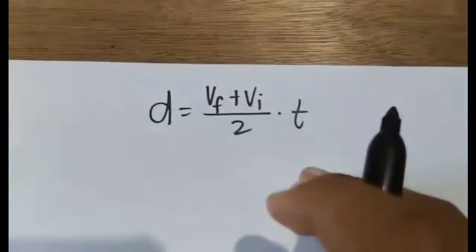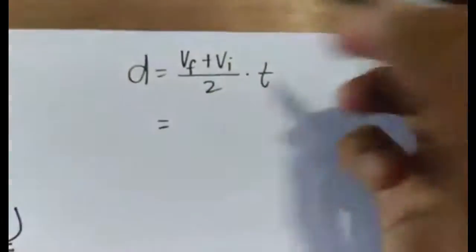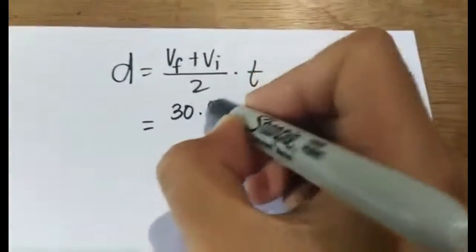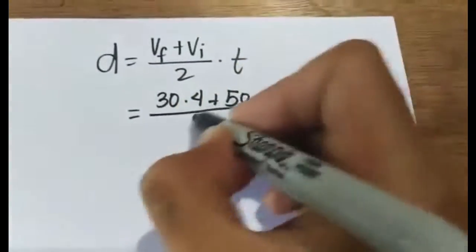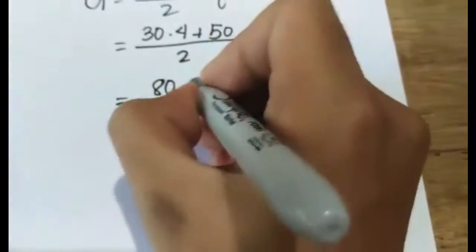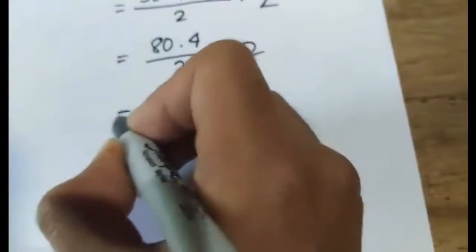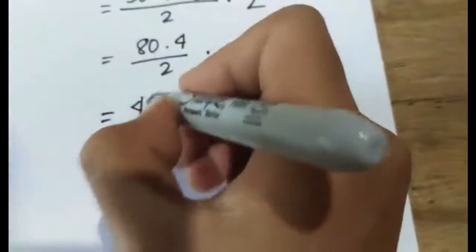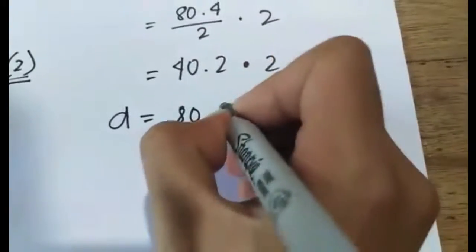Now we can use this formula by substituting the values. So it is equal to 30.4 plus 50 all over 2 times 2. Adding the two values above, that will be 80.4 over 2 times 2. 80.4 divided by 2 will be 40.2 times 2. And the final value will be 80.4.